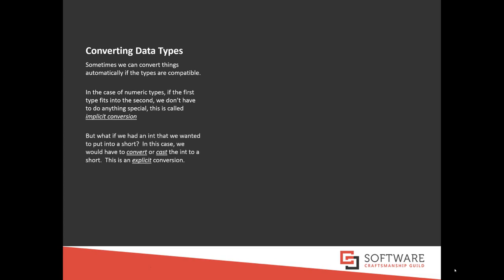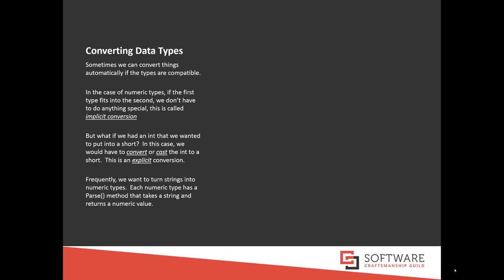But what if we had an integer that we wanted to put inside a short variable? A short maxes out at a little over 32,000, but an int is much bigger. In this case, the compiler would not allow us to put an int into a short because there's a chance that the value of the int would be too big for the short to handle. In this case, we would have to convert or cast the int into a short. This is called an explicit conversion.